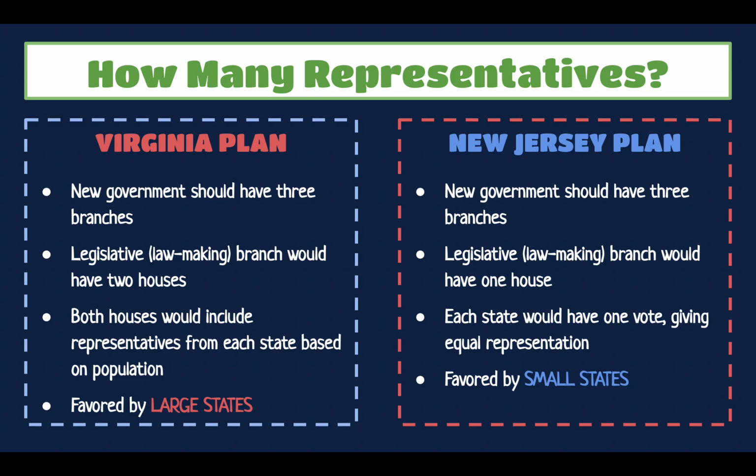So a different plan, the New Jersey plan, was very similar because it also suggested having three branches in this new government. But they said that the lawmaking or legislative branch should have one house, and that one house would give each state one vote. Therefore, all states would have equal say in what was going on. The smaller states liked that because they would have equal footing as the larger states.